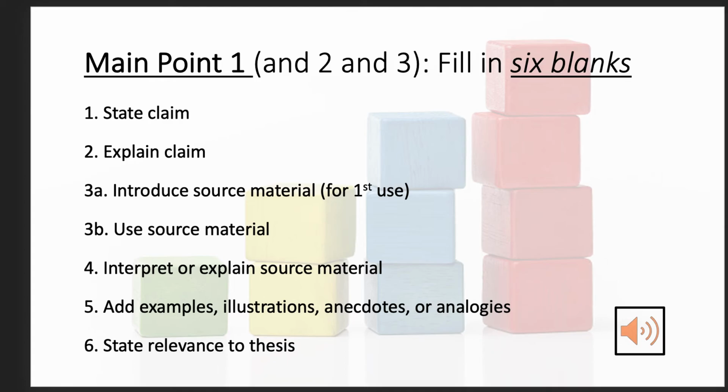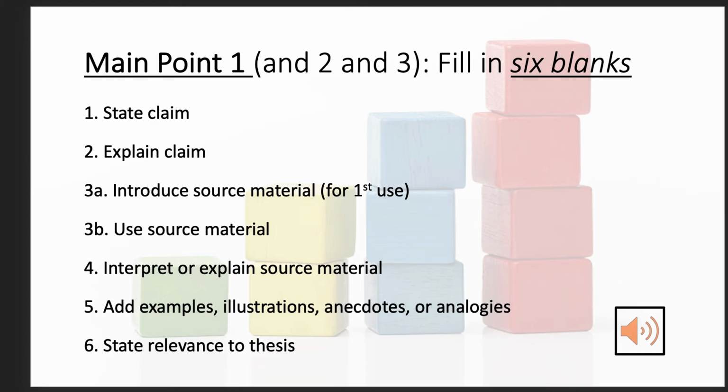Main points also consist of blanks. Here are 6 blanks that we need to fill in if you're writing a short research paper that uses sources. Number 1, state your claim. Number 2, explain that claim. Here's where we get to the source material. 3A, introduce your sources if you're using them for the first time. And then B, go ahead and quote that source or paraphrase from that source.